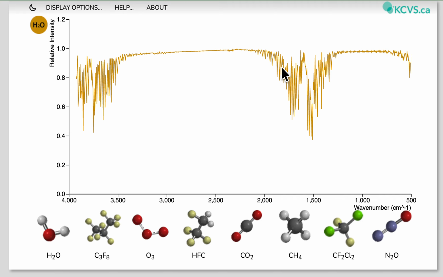And this is due to the hydrogen bonding, the fact that the water molecules are attracted to each other. And as they tug and pull on one another, they're going to change how that vibration works.